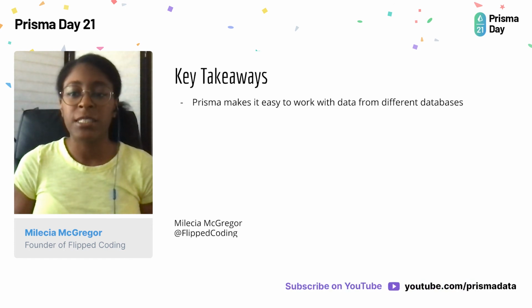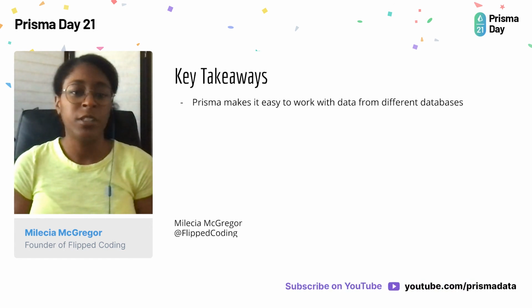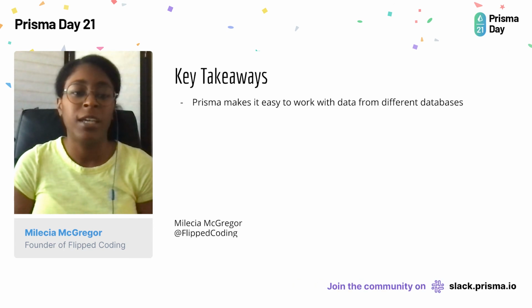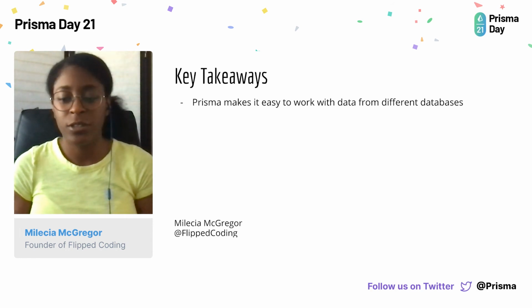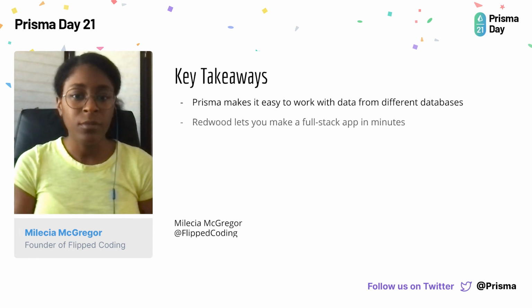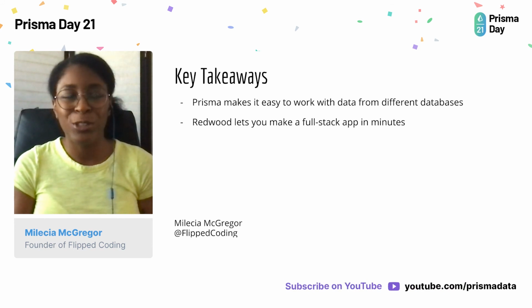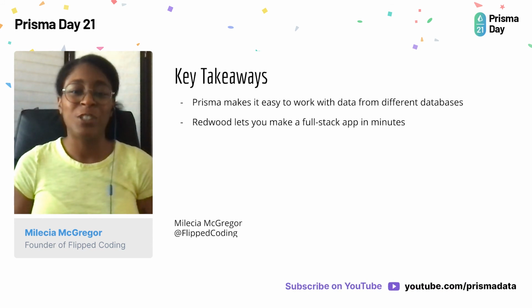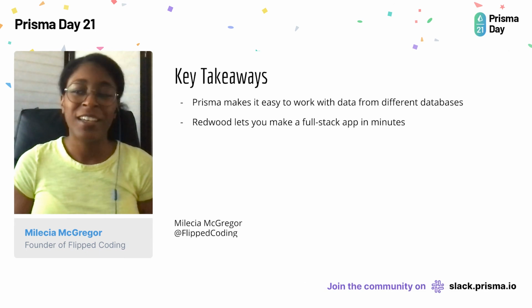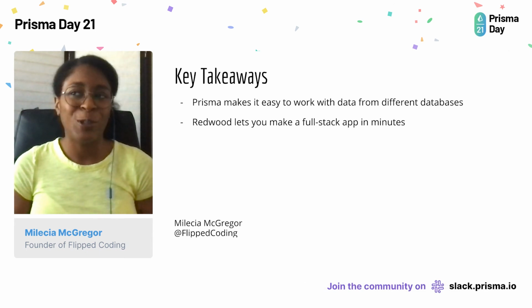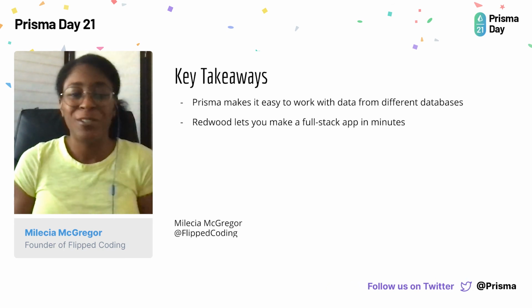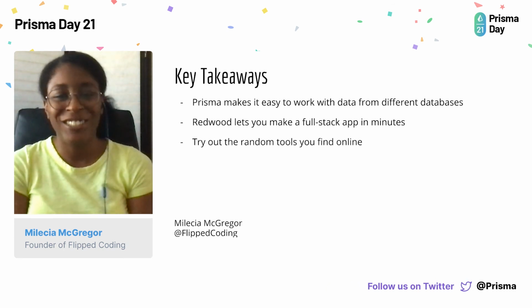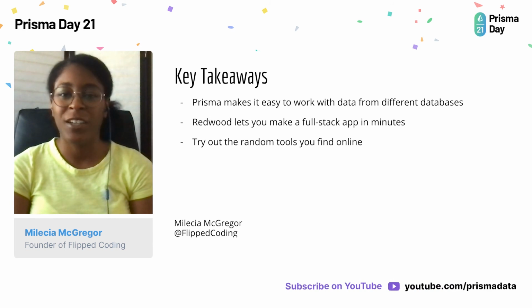So we just used Postgres here for an example, but it works with SQLite. I think they've added MongoDB support. So you have plenty of options if you decide to use Prisma. And then Redwood, as you see, it lets you make a full stack app pretty quick. Like 20 minutes or less, you can have your entire startup bootstrapped and just try out random stuff you find online.